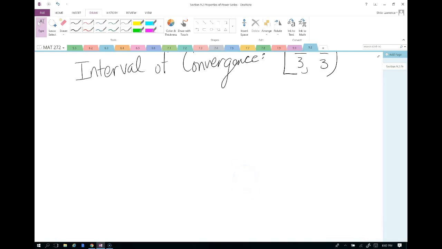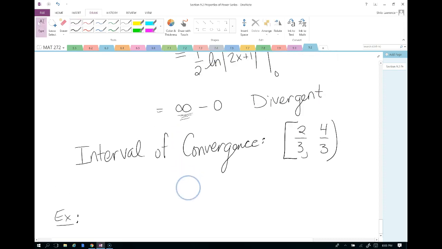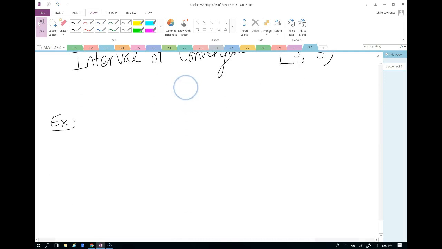I want to go through one more example of finding the radius and the interval of convergence, because a lot of these problems can look very different, and the work that you do can be slightly different depending on what the original series looks like. So we want to find the radius and interval of convergence.